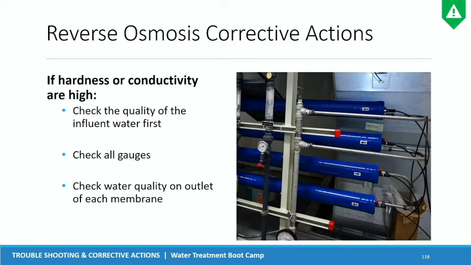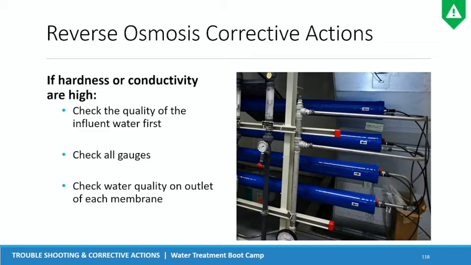It's hard to see here, but there are these little red sample valves. It's a good idea to check every single membrane and see whether one of them is having a problem, or none are having a problem. It's not a bad idea to do that once in a while, or at least when it seems like it's having a problem.